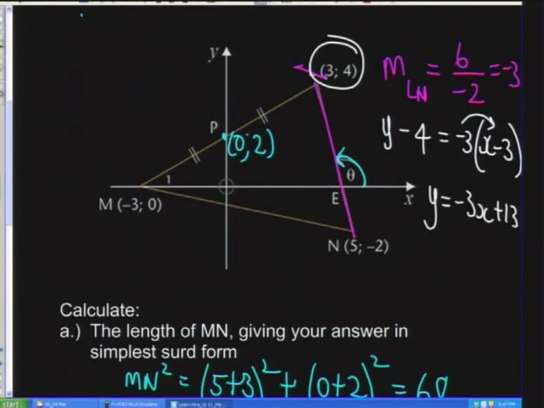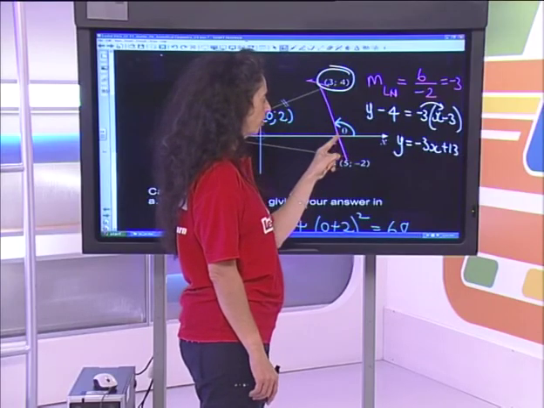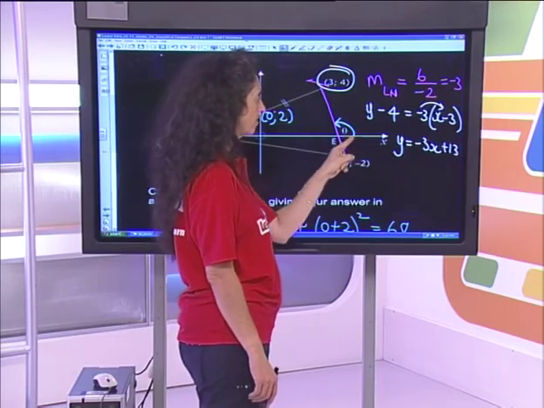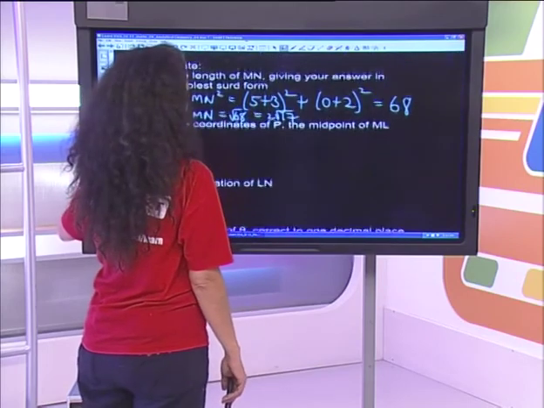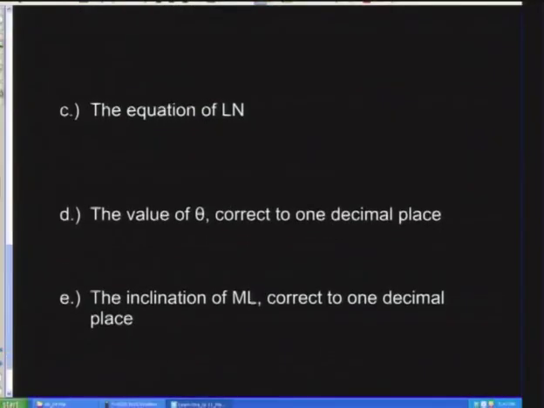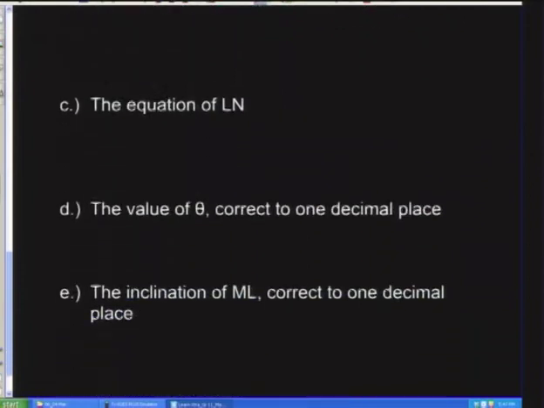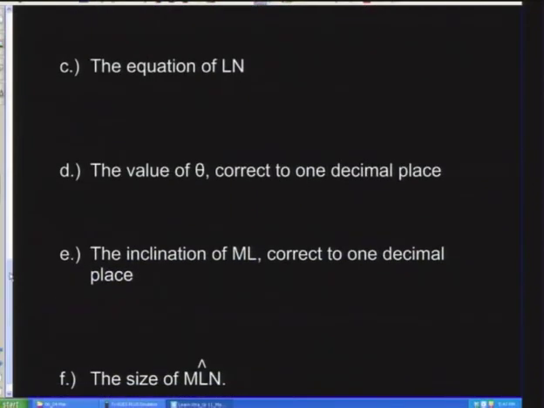Okay, what question do you think is going to be asked next if I've worked out the gradient of LN? Can you see that inclination theta, as somebody said earlier, is it always measured from the positive x-axis? Yes, it is. Always from 0 degrees, measured as in trigonometry. So the value of theta correct to 1 decimal place. So let's fill that in here.